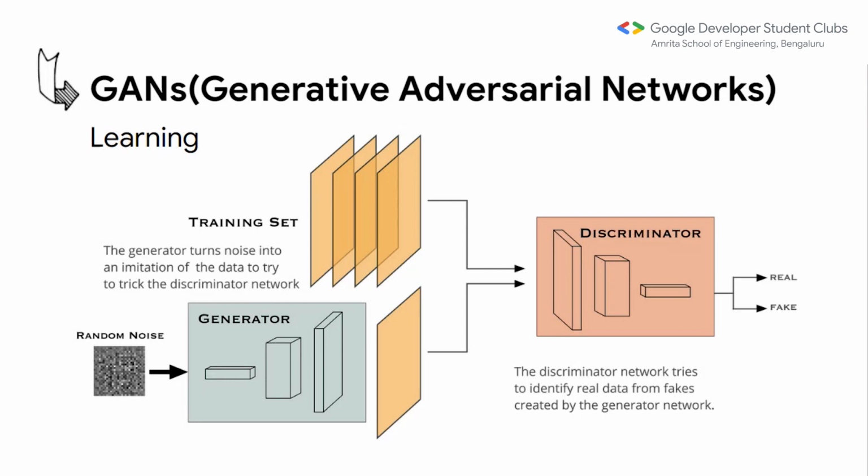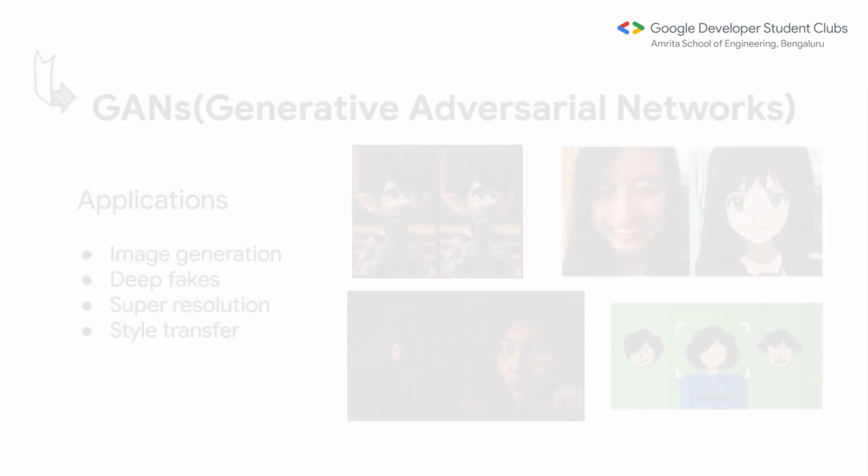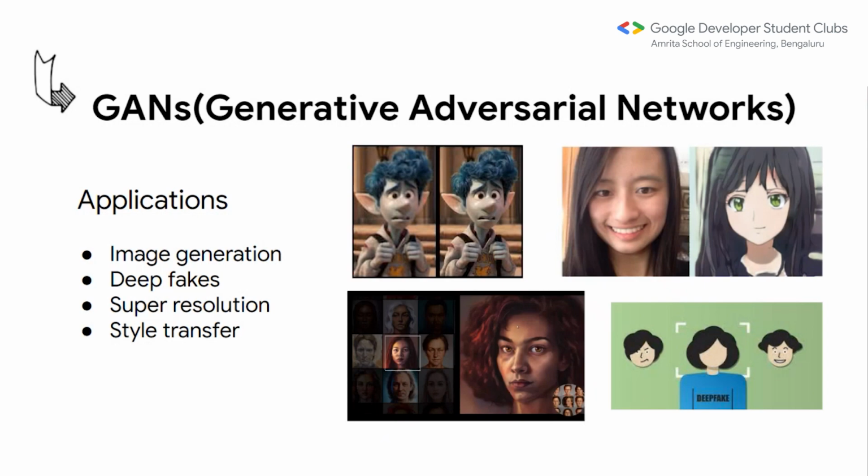And at the starting, the generator can maybe use random noise, maybe it is just pixels, maybe it can start from pixels, but by giving it to the discriminator and getting back the feedback, it will improve its own mechanism of creating images. So now here we can see the applications of GANs.